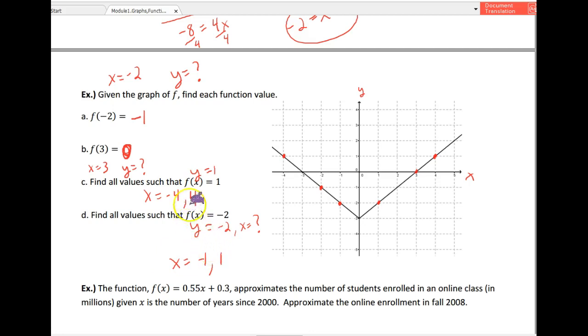Okay, so when we have the output, the y value given, it is possible to have two values, but if we're finding the output given the input, there should only be one, if this is really a function. So these should only have one answer. This could have one or more, because we're given the output and we're finding the input.